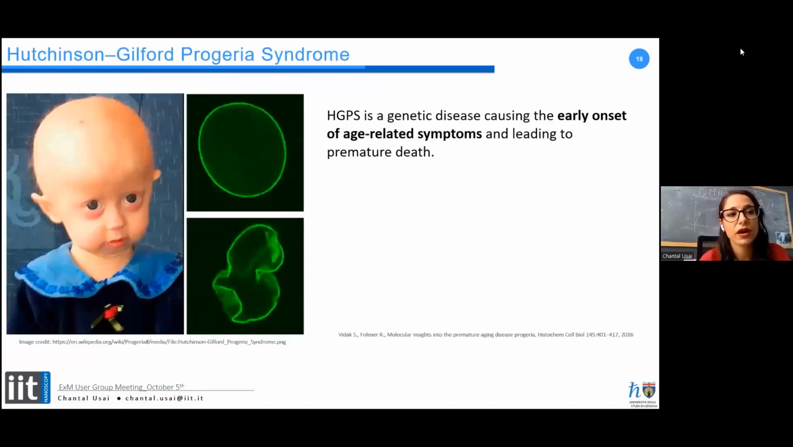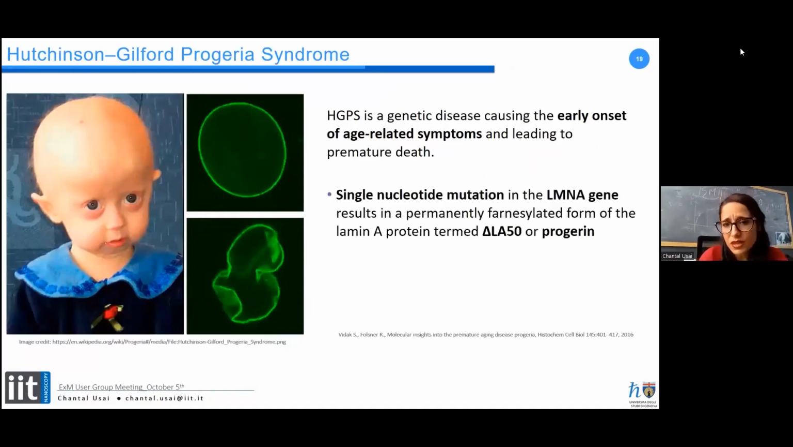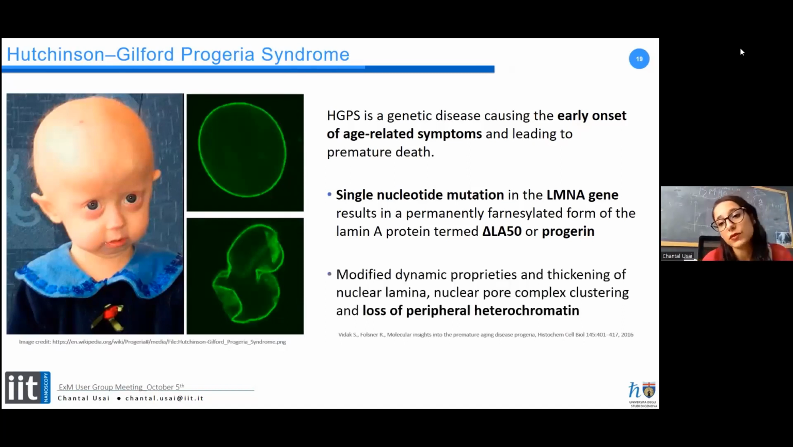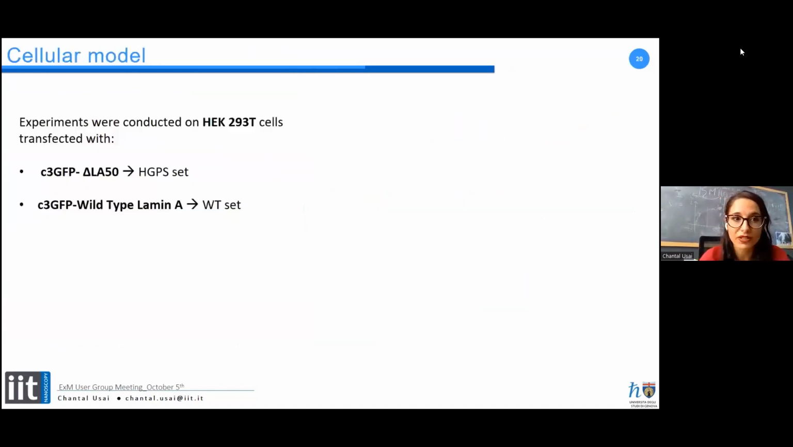Particularly, I'm working on Hutchinson-Gilford progeria syndrome, which is a genetic disease which causes the early onset of aging symptoms. This disease is caused by a single nucleotide mutation in the lamin A gene that causes the production of a modified version of the lamin A protein called delta L50 or progerin. The presence of this protein modifies the dynamic and the structural properties of the nuclear lamina, especially leading to nuclear complex clustering, the thickening of nuclear lamina, and the loss of peripheral heterochromatin.